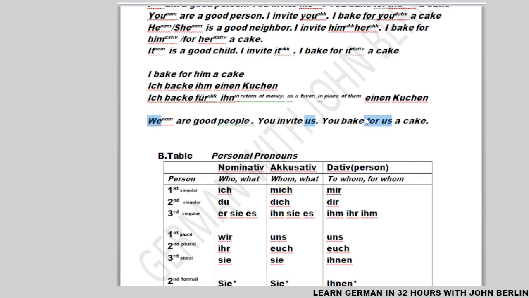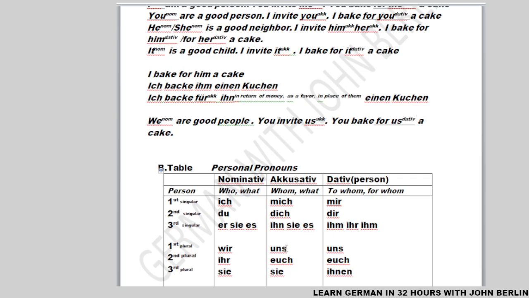Okay. Moving forward, you invite us. Whom do you invite? The answer is us in German, uns. Uns is accusative. You bake for us a cake. So the question is, for whom do you bake a cake? The answer is for us in German as well. It looks the same, uns. Please note, uns can be interpreted like us, and it can also be interpreted as dative, like for us or to us. Here we have used for us.